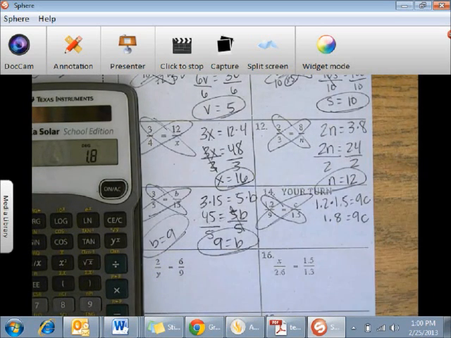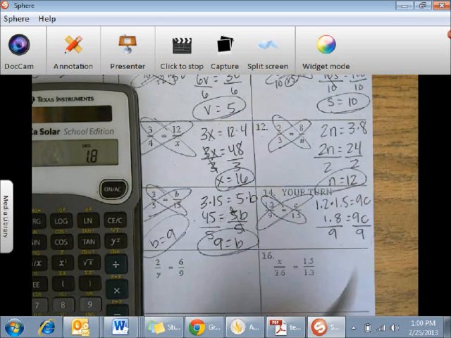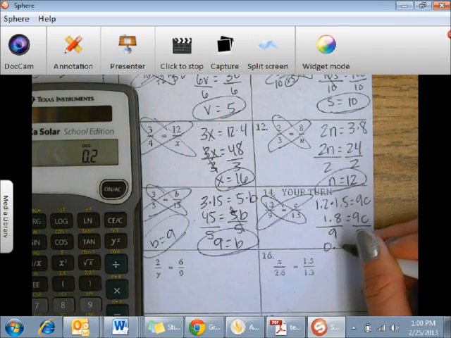Now you know the bossy neighbor, you're going to have to divide by 9. So you just divide by 9, and you should get 0.2 equals c.